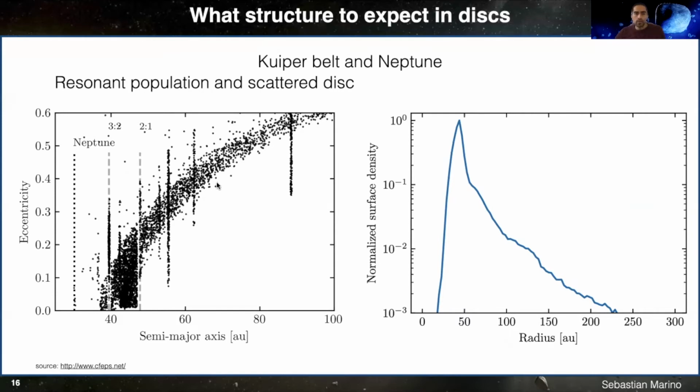So again, for an extrasolar system, we wouldn't be able to see this. But what we will see, more or less, is something like the figure on the right. So this is the surface density that you obtain when taking the orbits of these particles. So we have a strong peak around 45 or 50 AU that corresponds to particles over here, and also to the pericenters of the particles in this scattered population. But we also have this very extended component that is the scattered disk.